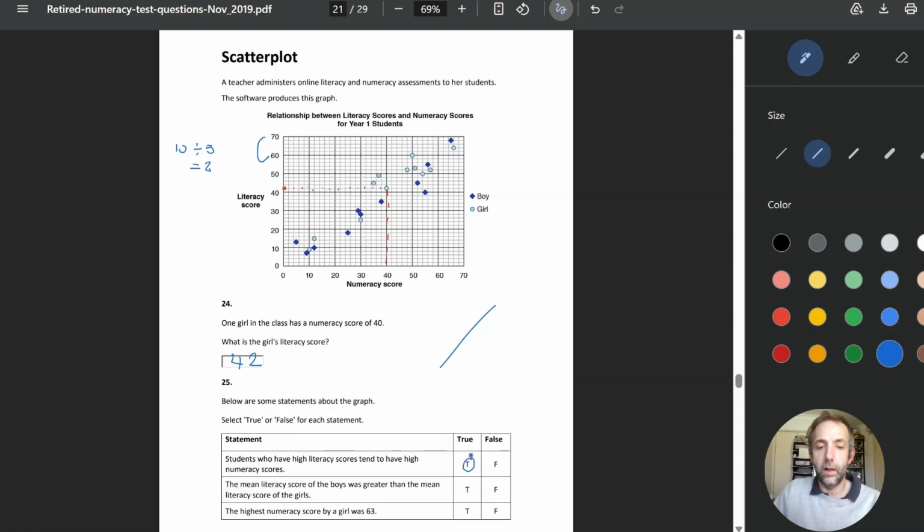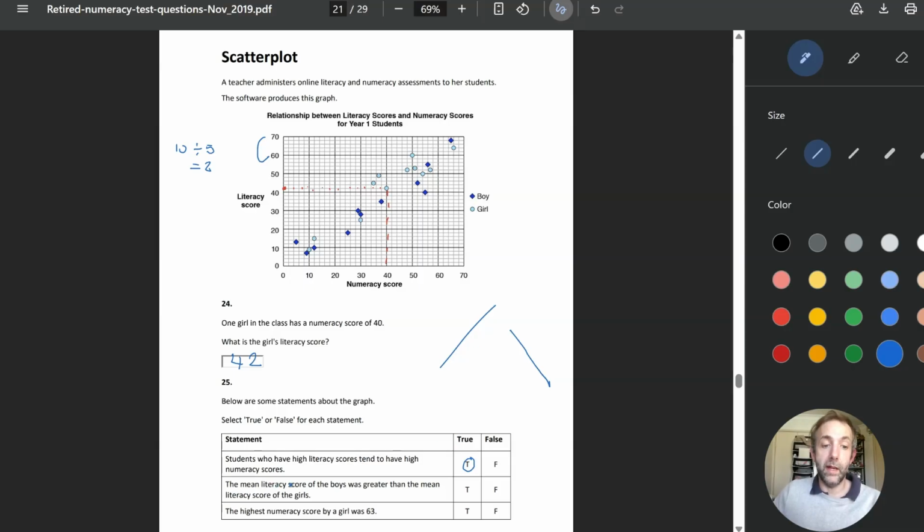So that's true. The other scenario could be that it's going down, which suggests as one thing increases, the other decreases. Or sometimes there's just not a pattern at all. And if you can't see a pattern, then this would definitely be false. But here we can see a pattern. They're both increasing, so this is true.